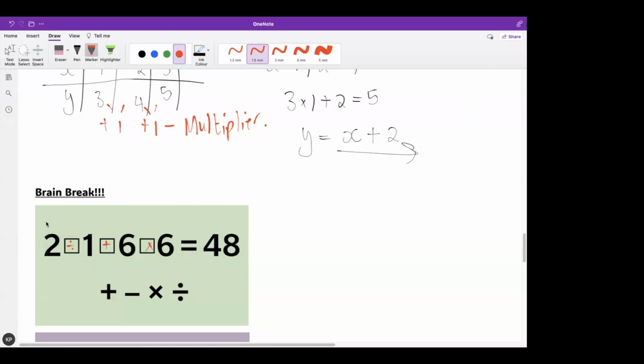Oh. That's what I think. Right. Equals 48. Okay, guys. So it turns out BODMAS doesn't exist with this thing, because 2 divided by 1 is 2, plus 6 is 8. And if you multiply that by 6, you get 48.